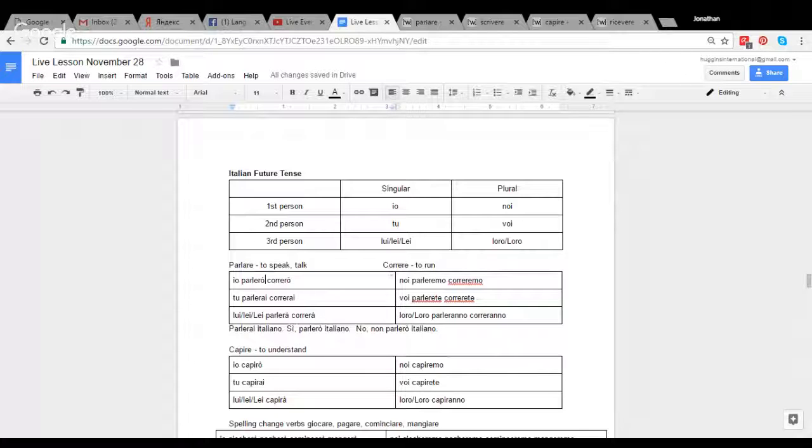E-R-A-I, E-R-A with the backwards accent. Then for noi, you have E-R-E-M-O. For the voi form, you have E-R-E-T-E. And for the loro form, you have E-R-A-N-N-O. So keep in mind these conjugations for avere. I'll say it again: ho, hai, ha, abbiamo, avete, hanno. Those forms are what you will see plus this er ending.